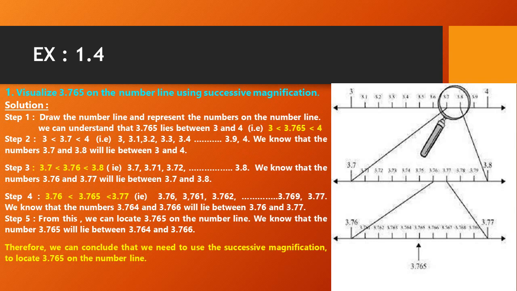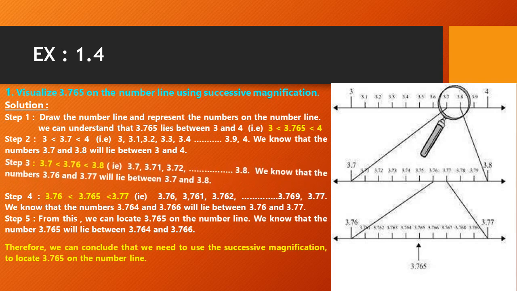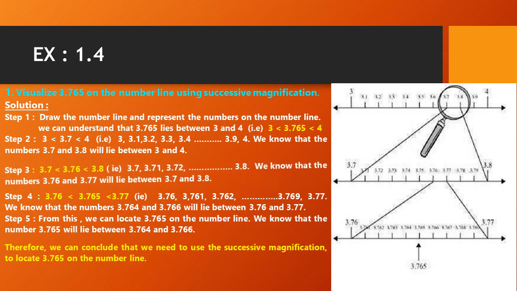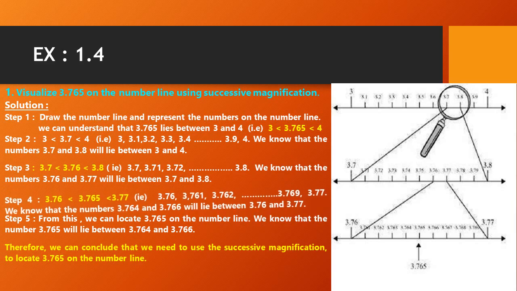Step 3. If you observe after the decimal point 3.7, we have to focus the portion between 3.7 and 3.8. So let's divide the portion into 10 equal parts, 3.7, 3.71, 3.72, etc., up to 3.8. From this, we know that the numbers 3.76 and 3.77 will lie between 3.7 and 3.8. You can see the second number line in the given figure.